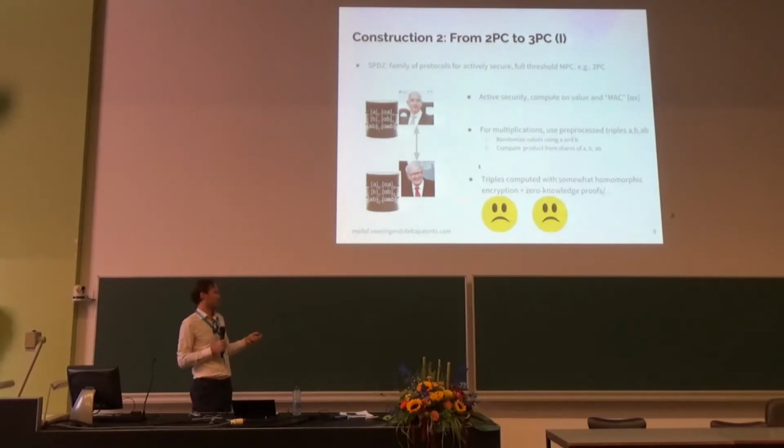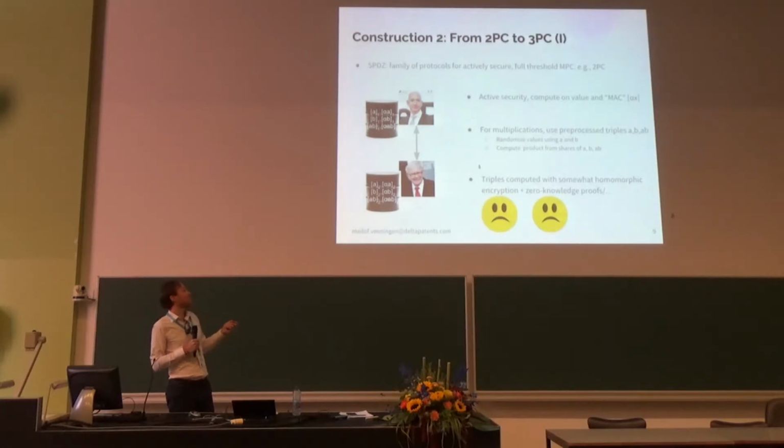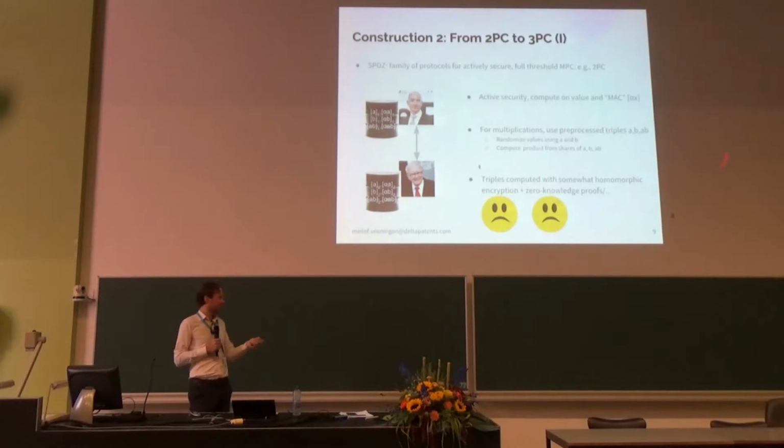So for instance, typical instantiations use somewhat homomorphic encryption and zero-knowledge proofs and all that kind of stuff. And that gives you a large overhead compared to the passively secure protocols that we were looking at. I mentioned the number 130. That was the overhead of achieving actively secure multi-party computation, the full threshold setting. That's because of the use of homomorphic encryption and zero-knowledge proofs. So that's what we want to eliminate to get a really efficient protocol.